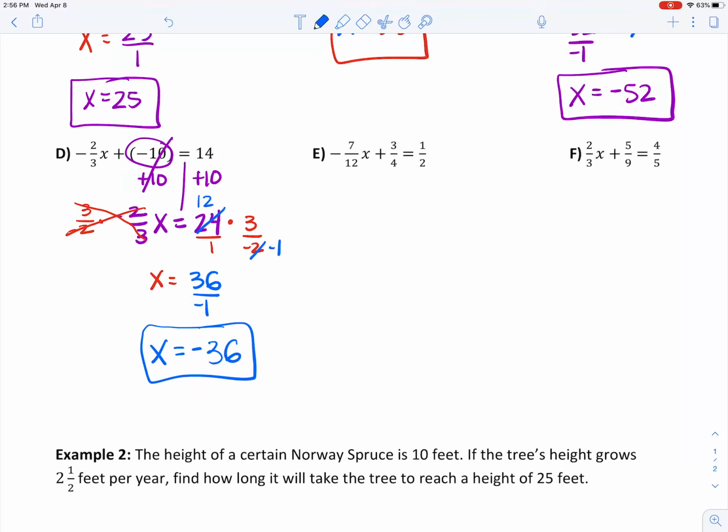Okay, letter E. Again, we want to get rid of this plus 3/4 first. If there's ever a constant by itself on the same side as the x, my tip to you is to try to get rid of it first. Try to undo it first.